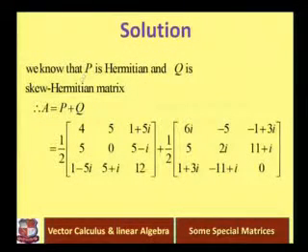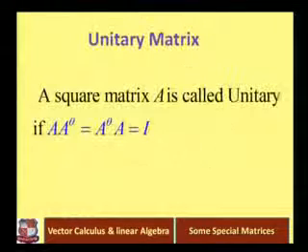So we write the combined matrix: A is equal to P plus Q. P is this and Q is this, and this P is a Hermitian matrix and this Q is a skew Hermitian matrix. So in this result we have seen how to write any matrix A as the sum of a Hermitian and a skew Hermitian matrix.